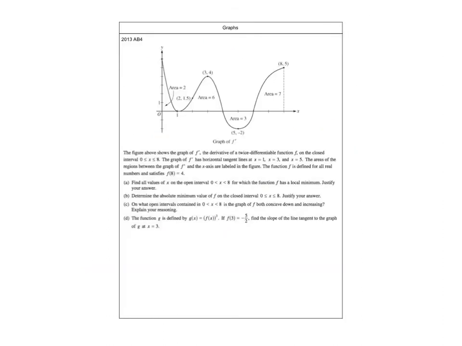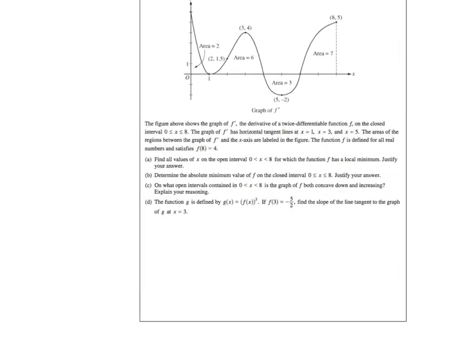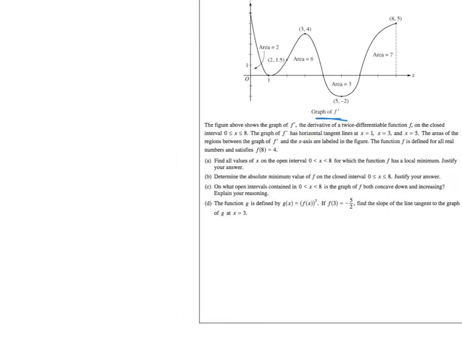Ooh, a bunch of areas. The figure above shows the graph of f prime, the derivative of f, twice differentiable on a closed interval. We have horizontal tangents where it looks like it. Areas are given. Function f is defined for all real numbers and satisfies f of 8 is 4. That's important. Find all values of x on the open interval where f has a local minimum.